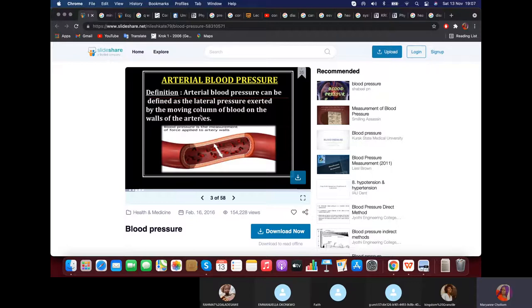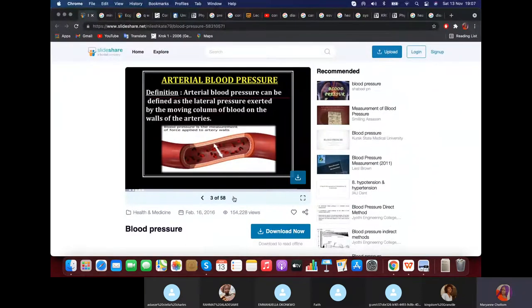Arterial blood pressure can be defined as the pressure exerted by the moving blood on the wall of the artery. So this is the artery, this is the blood. I don't want you to think about it like just this red blood cell. You know the blood, the plasma, the liquid itself. So imagine there's a lot of blood. That means there'll be a lot of pressure in the vessel, yeah? So if there's less blood, there's less pressure. So the amount of blood determines the blood pressure.